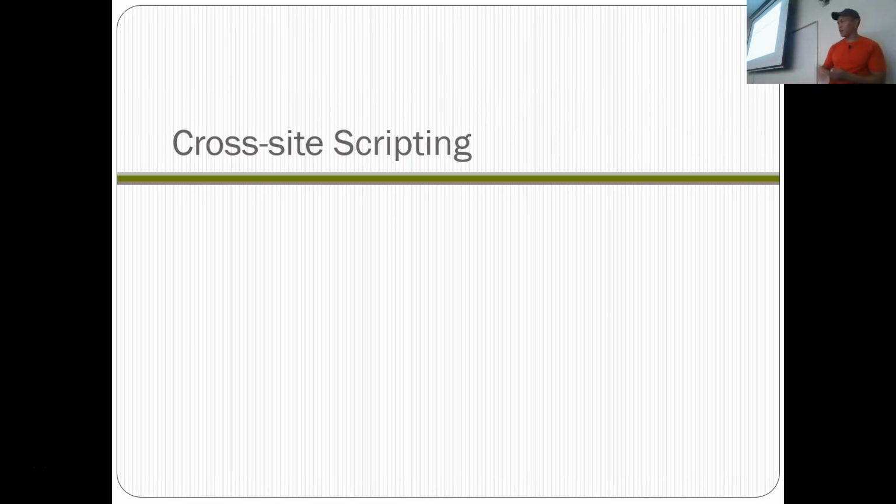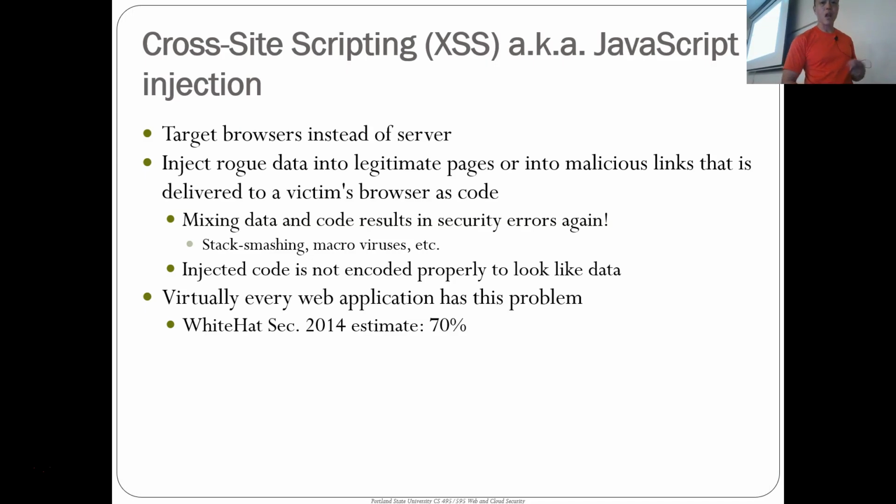Okay, so now, given that we have some understanding of JavaScript security, I'm going to talk about cross-site scripting, which is the vulnerability. The idea here is that you're targeting the client instead of the server. You're going to inject rogue data into legitimate pages or within links that is delivered to the client and executed. So you're trying to trick the client into executing JavaScript code that you're delivering to them.